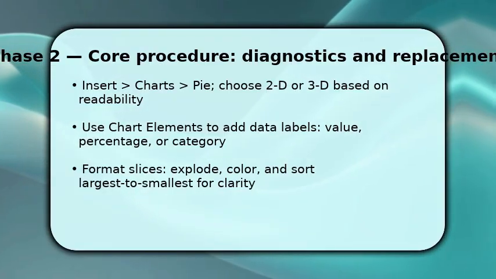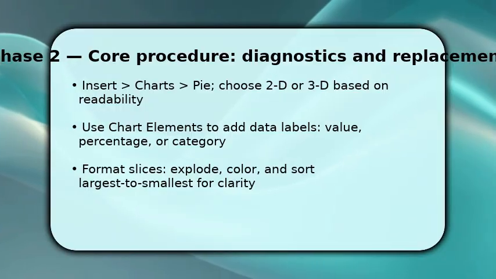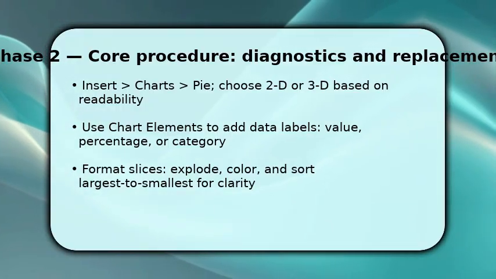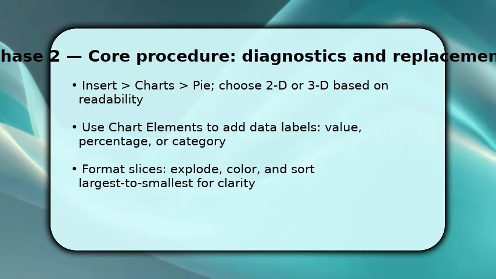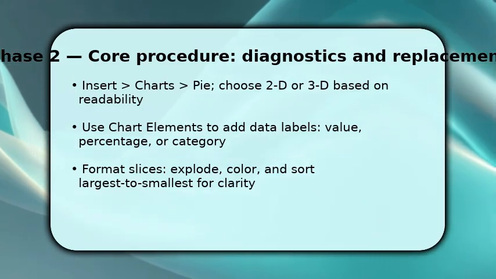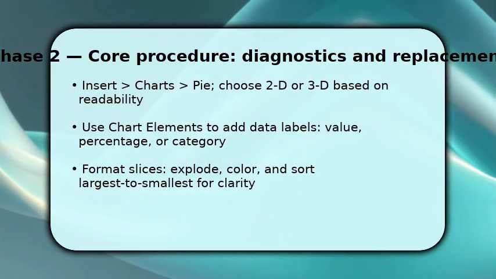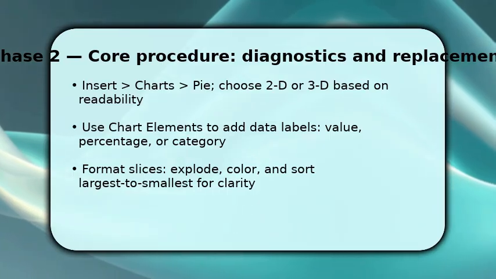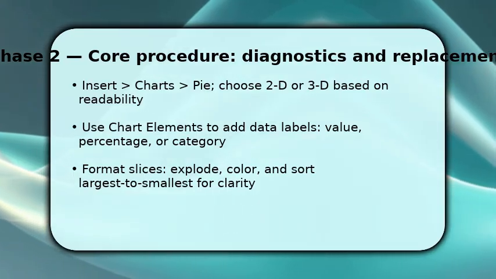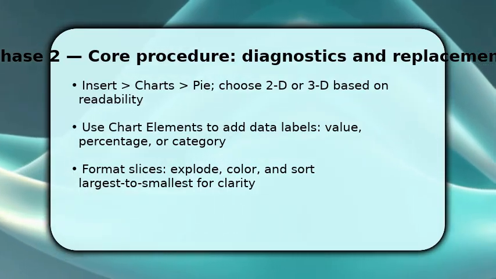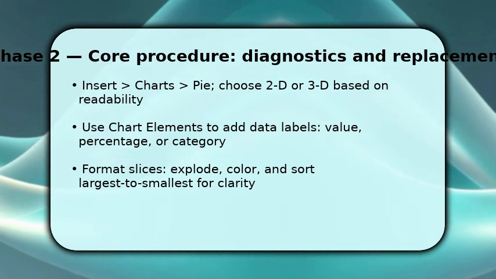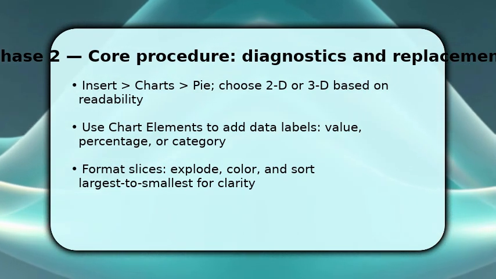Once placed, add data labels and select value, percentage, or category depending on your goal. Percentages show proportion, values show magnitude. Then customize slices. Explode a slice to highlight it, apply distinct colors, and sort slices largest to smallest so visual hierarchy is obvious. These choices improve comprehension and make comparisons immediate.